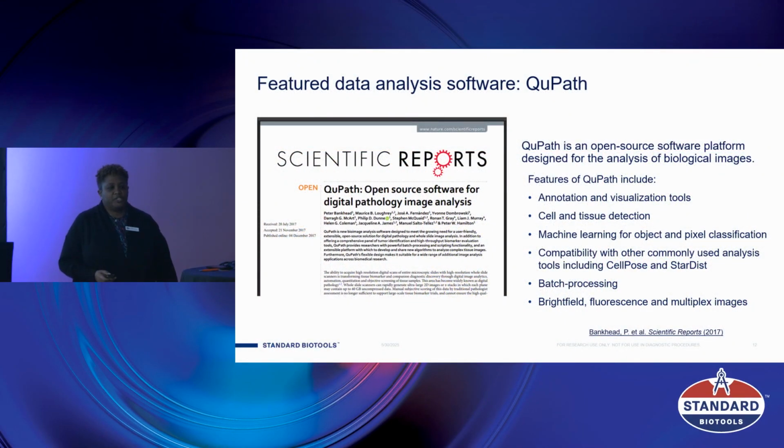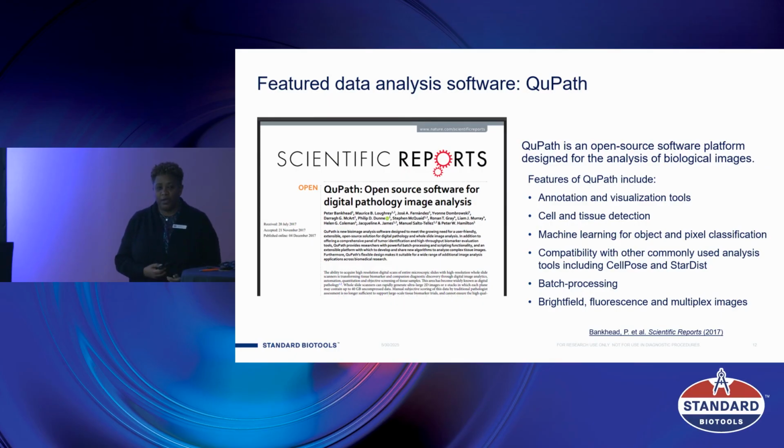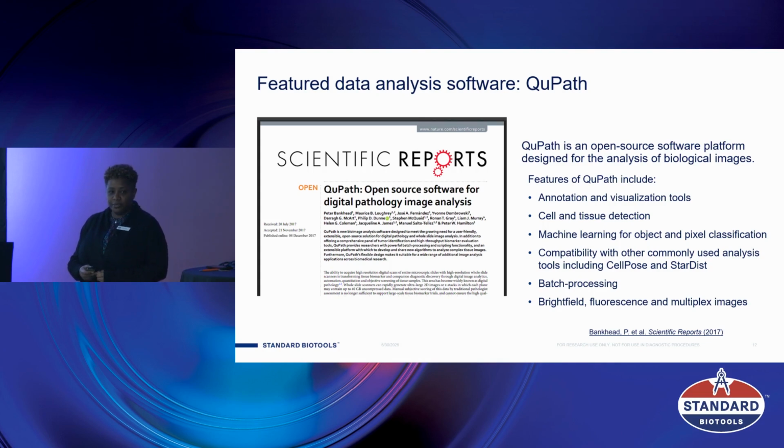So I just really want to touch quickly on QPath. We are adopting QPath into our data analysis pipeline, and here's the publication from 2019. QPath is an open source software platform designed for biological images. It allows for annotation and visualization tools, and one of the most important things I'm telling customers is that it helps with cell and tissue detection. One thing my customers especially run into is cell segmentation, or nuclei of different sizes. So this helps with that.